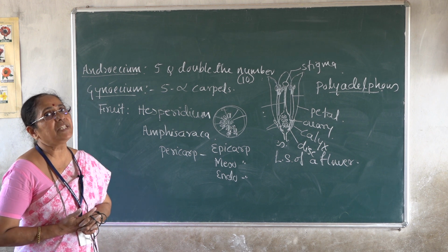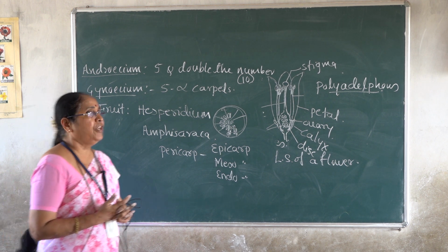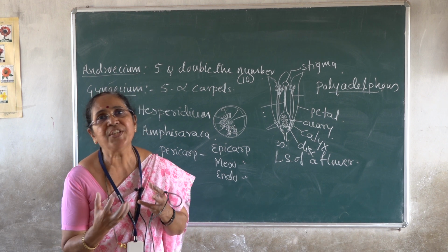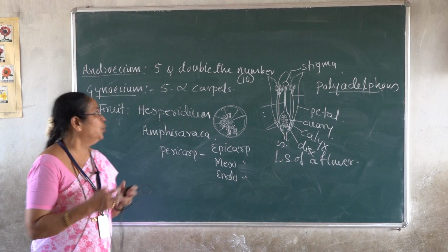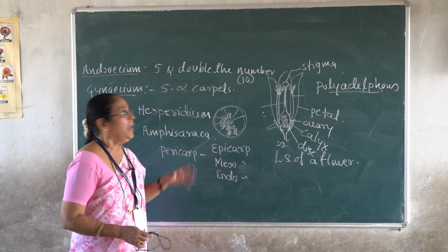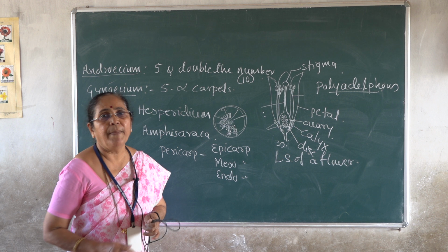There the number of carpels may be 5 in that fruit. Five carpels, syncarpous, superior ovary with the orange colored pulpy matter inside the fruit, that is called the Amphisarca type of fruit. Okay. Now these are the features of the family Rutaceae.